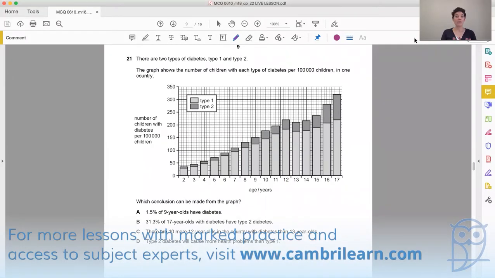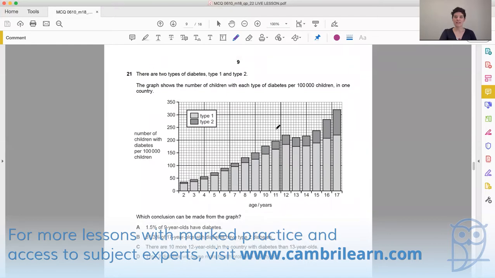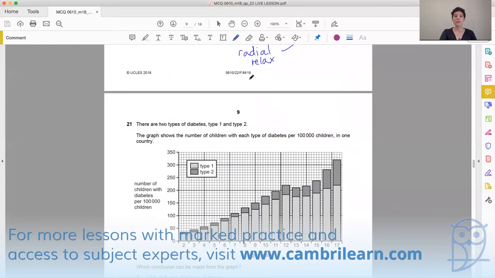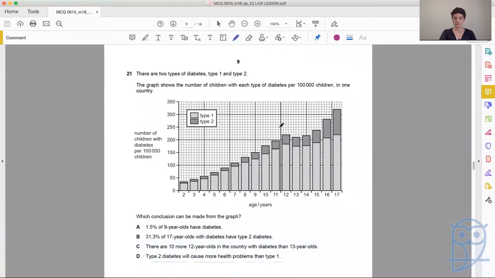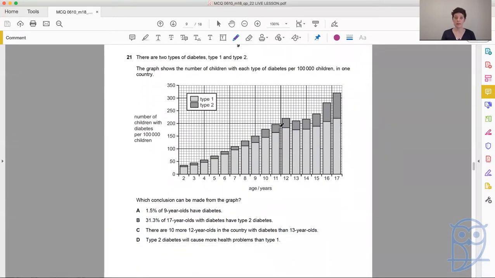So carrying on from question 21, and this is still the February-March 2018 paper 22. We have two types of diabetes, type 1 and type 2. The graph shows the number of children with each type of diabetes per 100,000 children in one country. So here we have the number of children per 100,000, so 50 out of 100,000 or 350 out of 100,000 have type 1 or type 2 diabetes in the two different colors. And then we've got it by age group, ages 2 through 17.